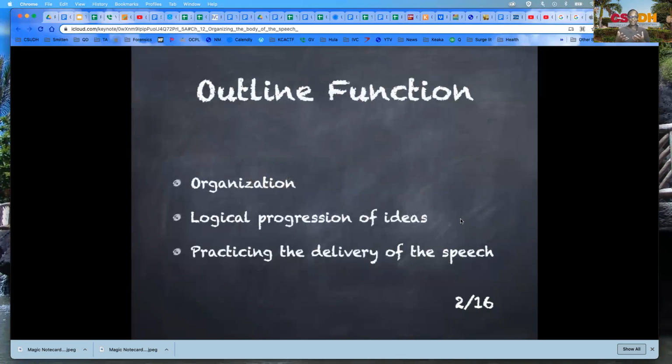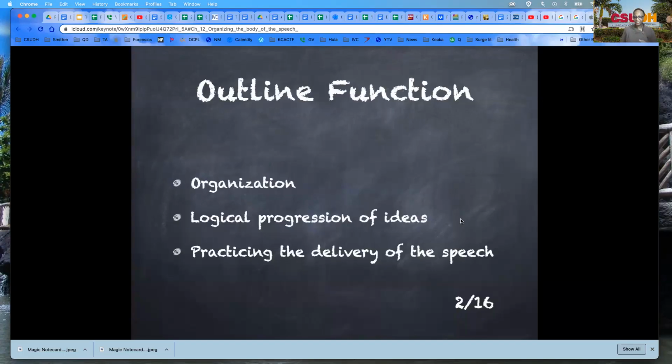So let's talk about outline function. First, why do we need an outline? Outlines are so important, and they're not the same function that we use outlines for with English papers and writing papers in English class. Yes, they help us organize our thoughts, but really in speeches, they are keeping us organized. They're a logical progression of our ideas, and they help us practice the speech. But in extemporaneous delivery of our speeches, they are keeping us delivering the speech. I can't deliver my speech without my outline.